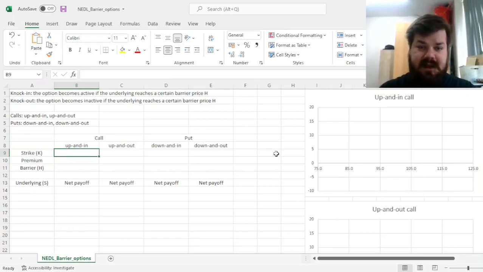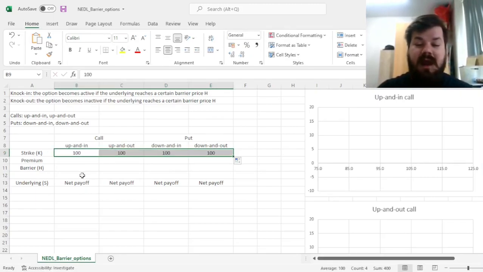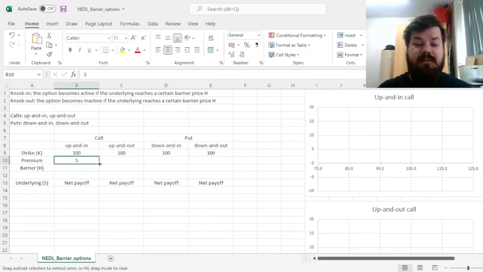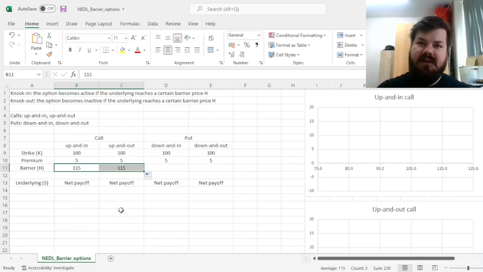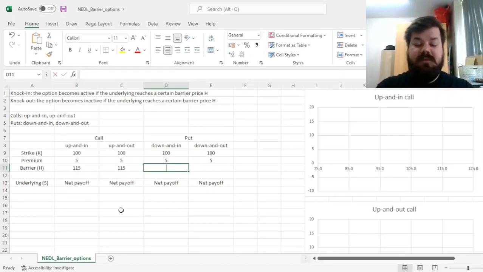For the sake of simplicity, let's model at-the-money knock in and knock out options. So for example, let's say that our strike would be $100 per share for all four of our options that we seek to model today. All options would have a premium of 5, and the barrier would be 115 for calls. It's again very typical and very logical for barrier calls to have a barrier price that exceeds the strike, whereas for the puts, it is quite conventional to have a barrier price that is below the strike, for example, 85.